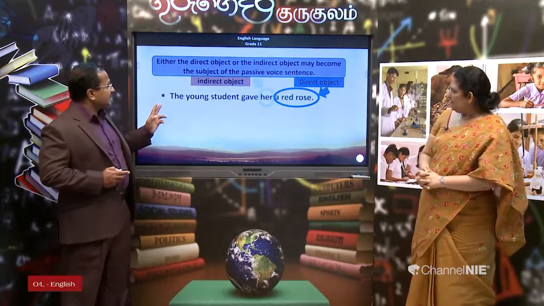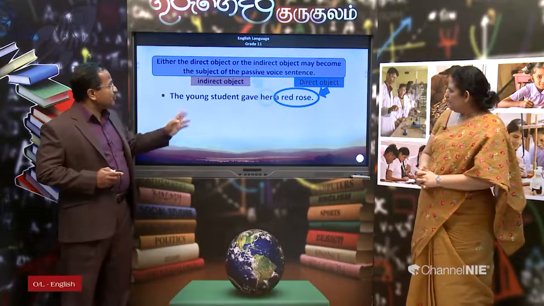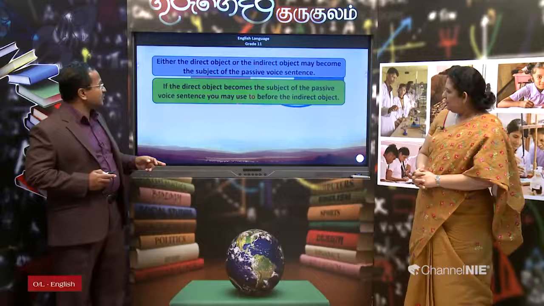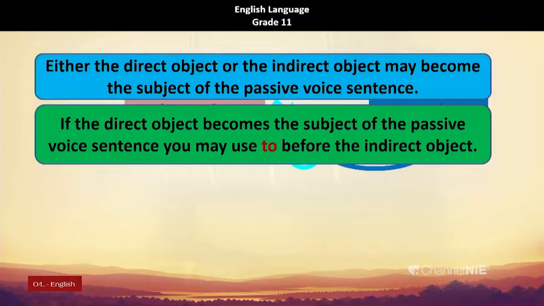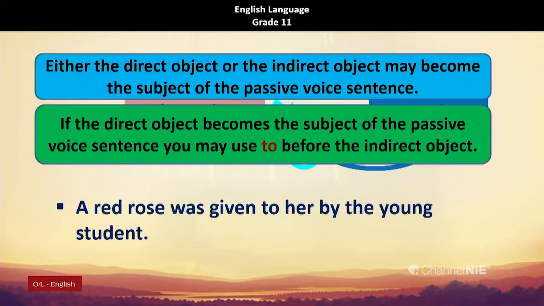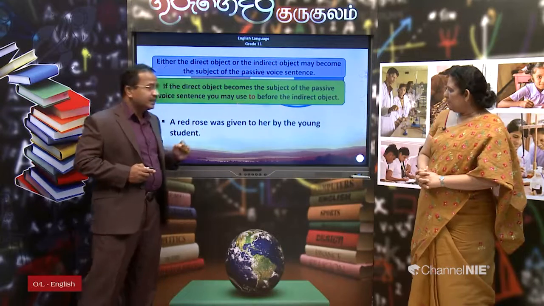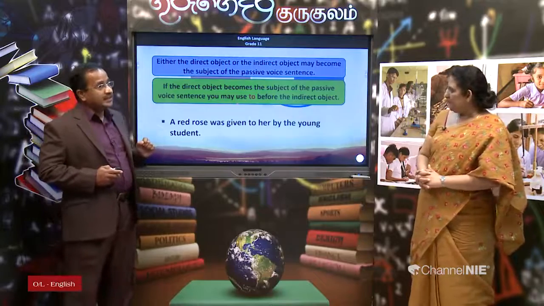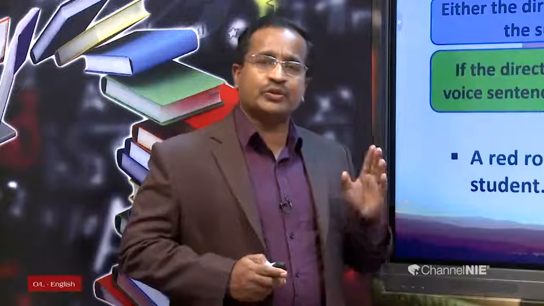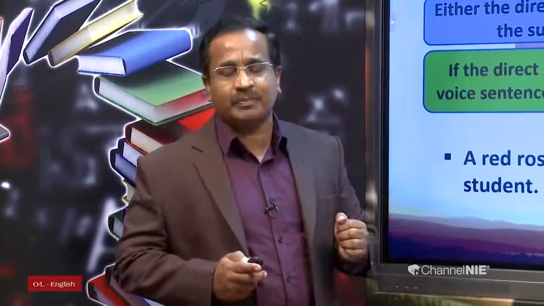If you convert this sentence into the passive voice using the direct object as the subject, you have to use the word to. The word to should be used before the indirect object in the passive voice sentence. Look at this example. Nirmala, will you read it for the students? Yes. A red rose was given to her by the young student. When you observe this sentence, you can see that the word to is used before the indirect object.